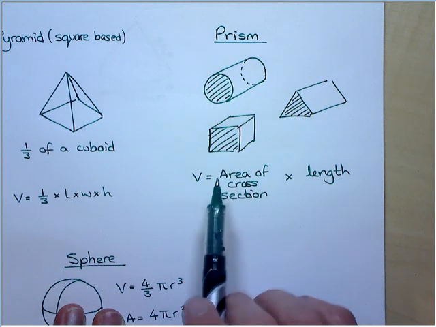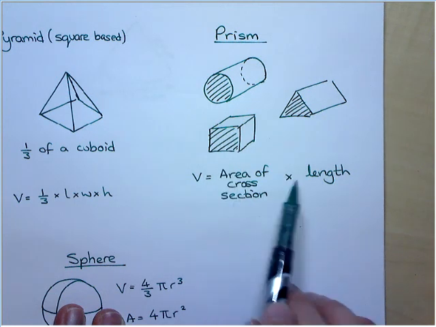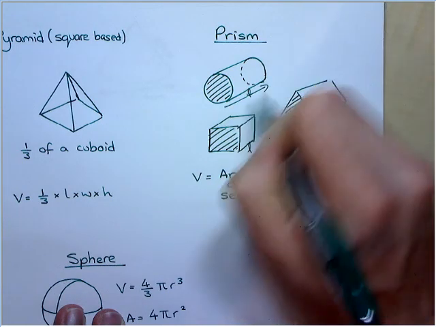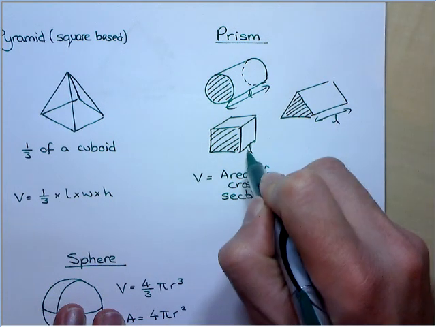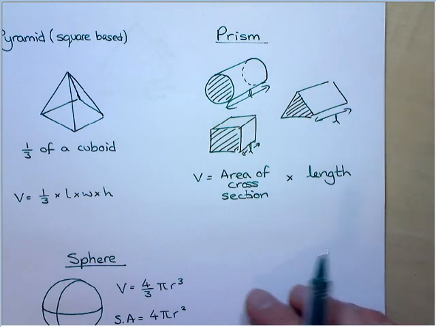So the volume of any prism is the area of that cross section, so normally the front face, times by the length of the prism, and we call this the length, the distance it goes back. Or sometimes we can call it the depth. Sometimes it makes a little bit more sense when we call it the depth, but for some reason in the test they call it length, so that's what I'm doing.